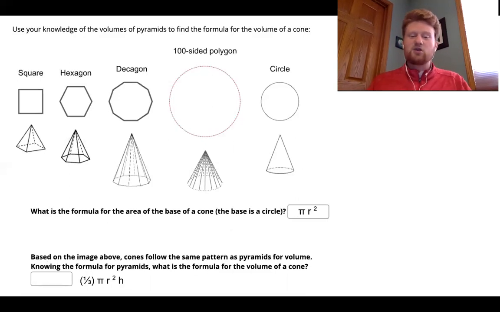So very similar to the pyramids, and we can use that now to find the volume of the cones we have in the next several problems.